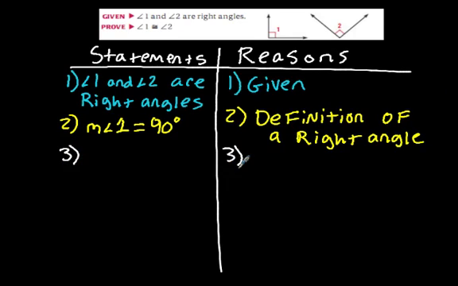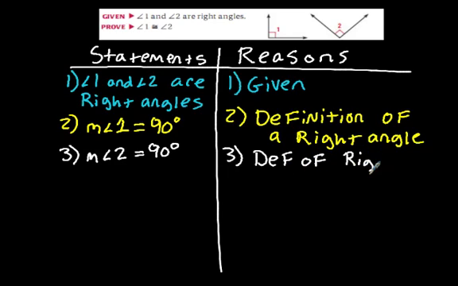Okay? And 3. Let's say it again. Let's say we know angle 1's 90, angle 2 is also 90. So we can say the measure of angle 2 equals 90 degrees. And let's just say that's the definition of right angles. Cool.